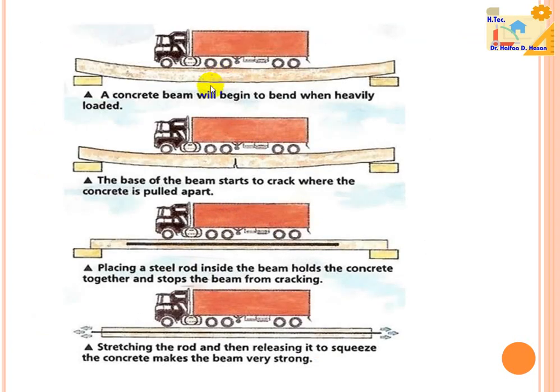In this figure, we can see a concrete beam will begin to bend when heavily loaded. The base of the beam starts to crack where the concrete is pulled apart. Here we can see placing a steel rod inside the beam. This helps hold the concrete together and stops the beam from cracking. Here we can see stretching the rod and then releasing it to squeeze the concrete, which makes the beam very strong.